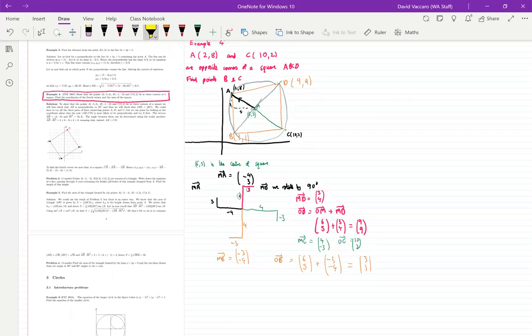Okay, and the idea for this question is you could avoid a lot of coordinate geometry just by thinking how a vector rotates round 4 right angles.